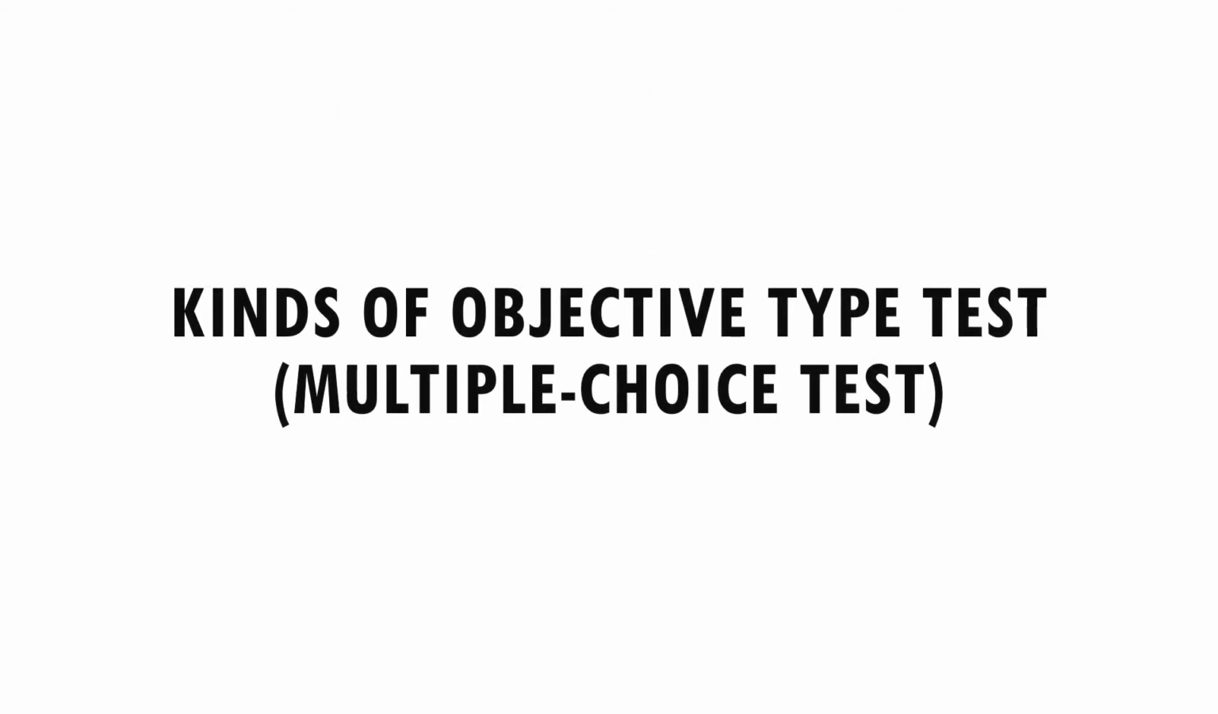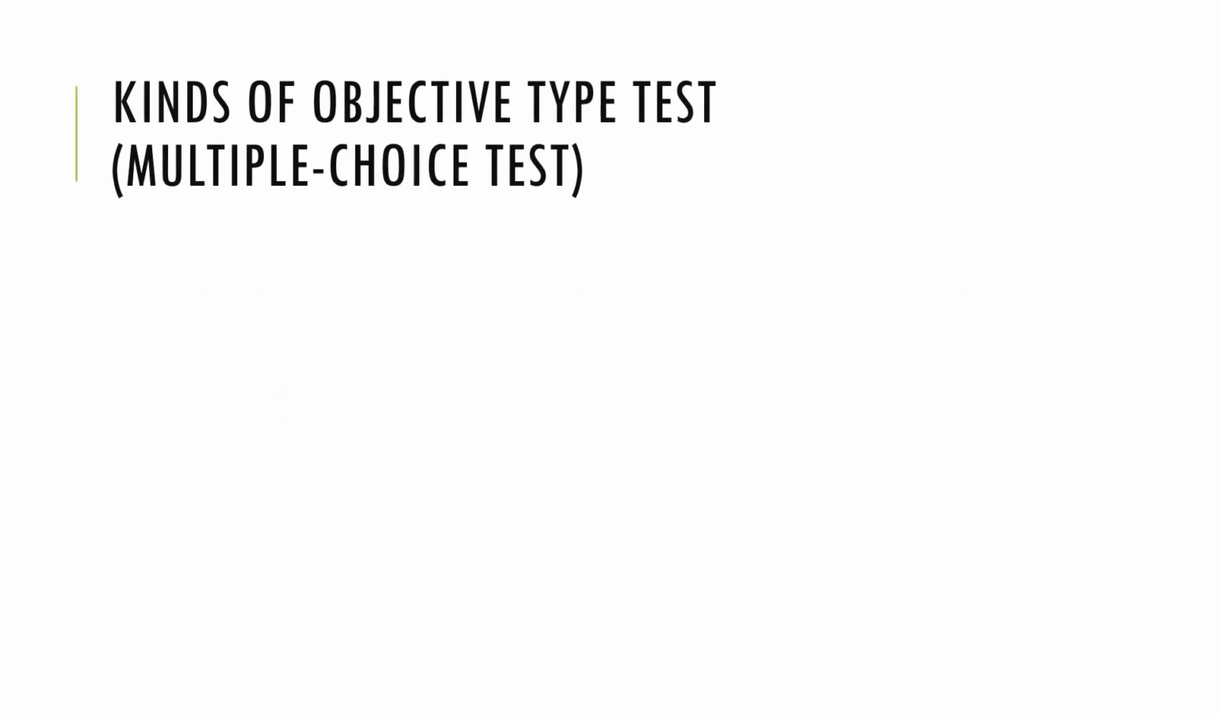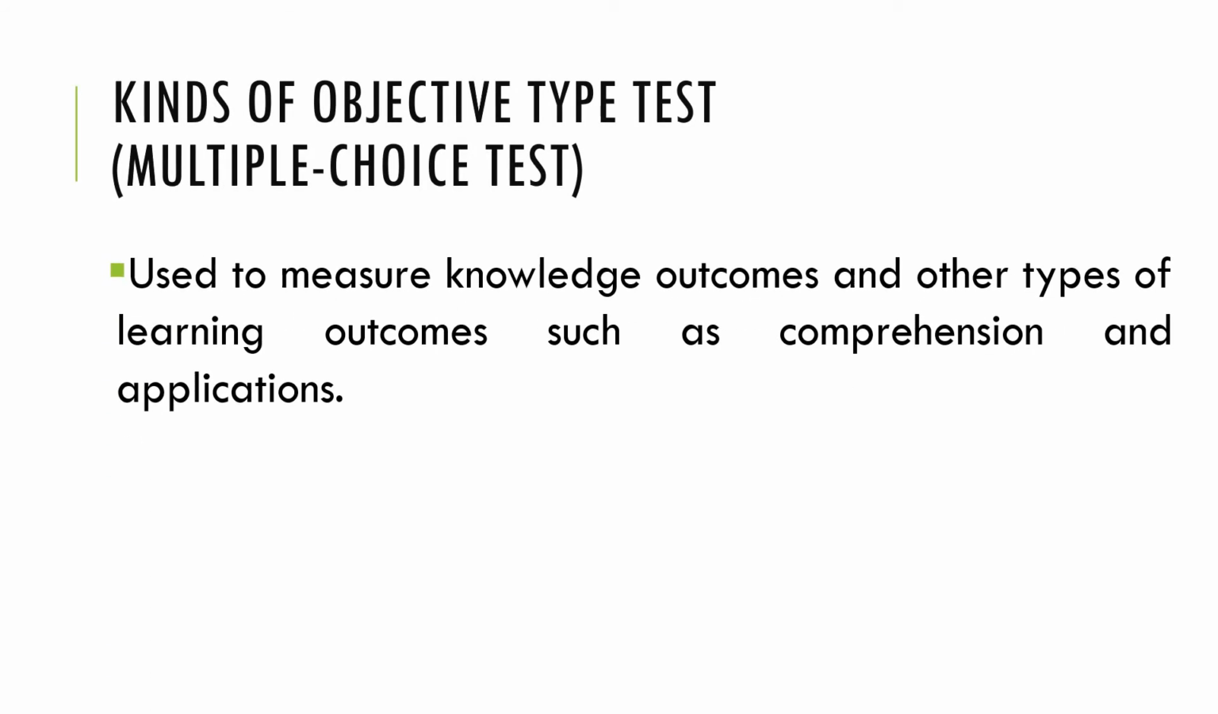So here are now the kinds of objective type tests. Let's run through first the multiple choice test. Your multiple choice test is used to measure knowledge outcomes and other types of learning outcomes such as comprehension and applications. Yes, yung ginagawa during my college days, instead na purely calculations yung sa physics namin, the test item is multiple choice pero they will be calculating for them to pick an answer. So that is part of applications.